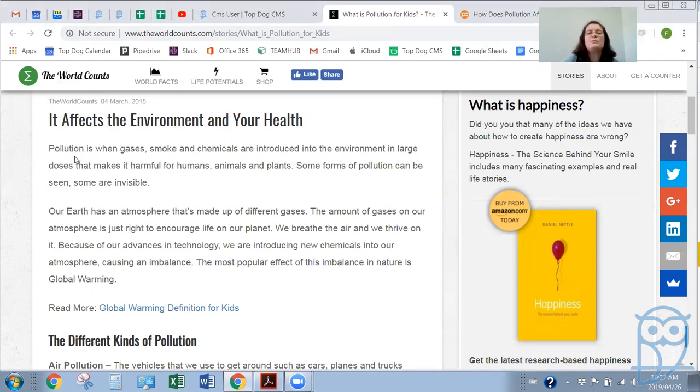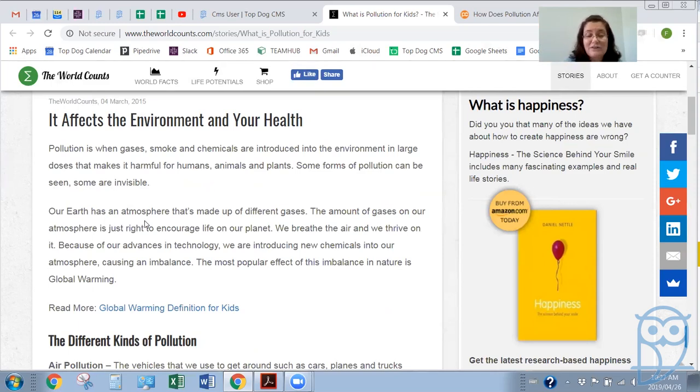Yes. Okay. So pollution is when gases, smoke, and chemicals are introduced into the environment in large doses or quantities that make it harmful for humans, animals, and plants. Some forms of pollution can be seen. Some are invisible. What an interesting idea. And isn't that a nice way to introduce the topic? Gives a broad range of pollution and what it is. Now your introduction doesn't have to be as long as this. It's just for illustrative purposes.